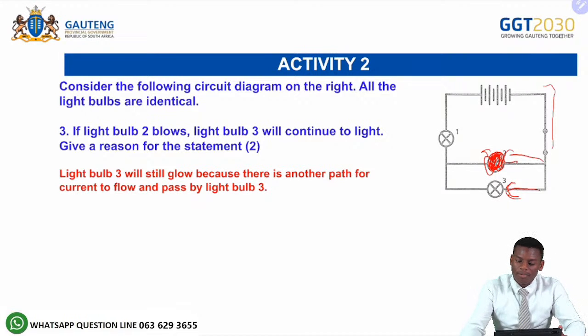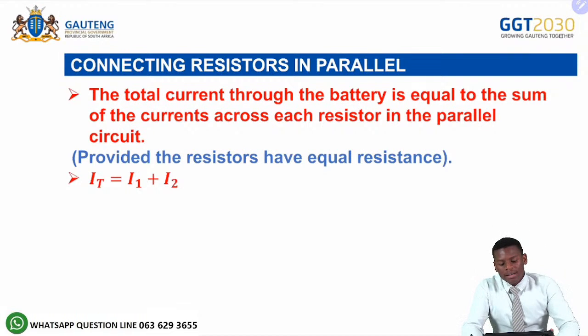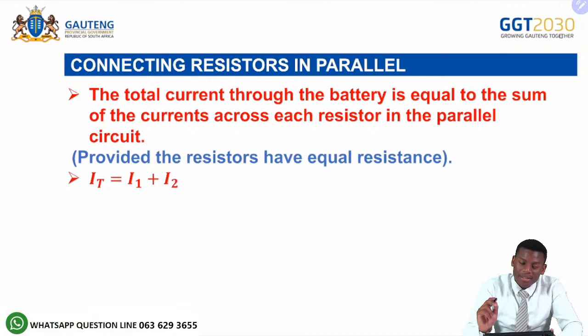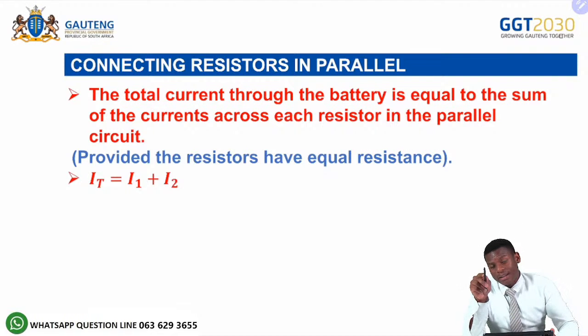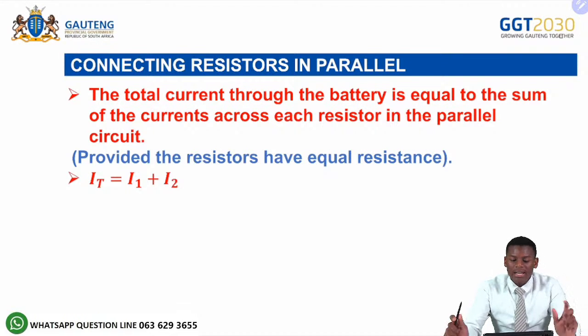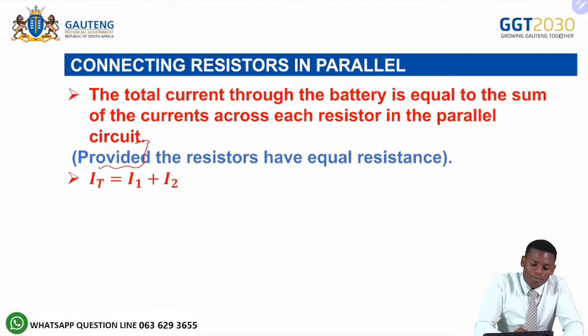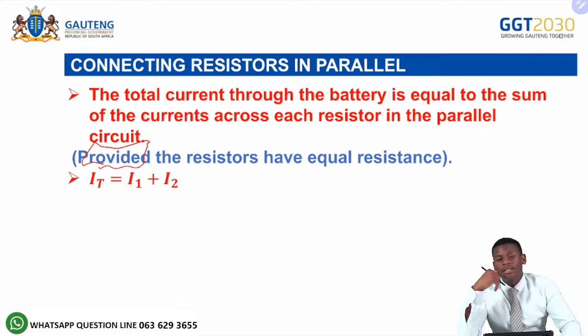All right, let's move on. Connecting resistors in parallel makes the total current through the battery equal to the sum of the currents across each resistor in parallel, provided though that the resistors have equal resistance. I think I should repeat that. The total current that flows through the battery to the circuit is equal to the sum of the currents across each resistor in a parallel circuit, provided, keyword, provided that the resistors have equal resistance.